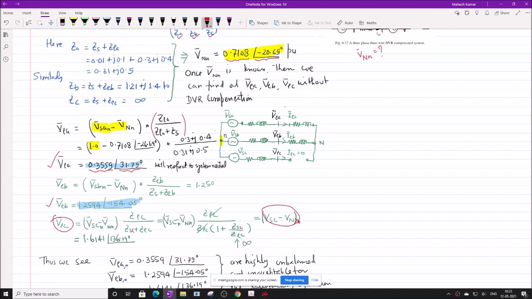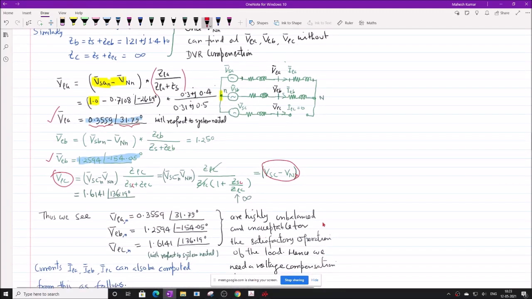Okay, and if we solve this VSC and this together, then it becomes 1.614 angle of 136. So we see that all three phases are unbalanced. You can see from here, I have summarized these values here, 1, 2, 3. They are significantly unbalanced in magnitude and the phase angle.